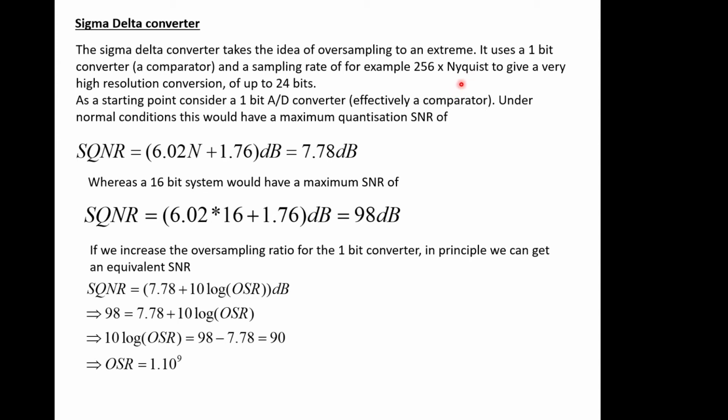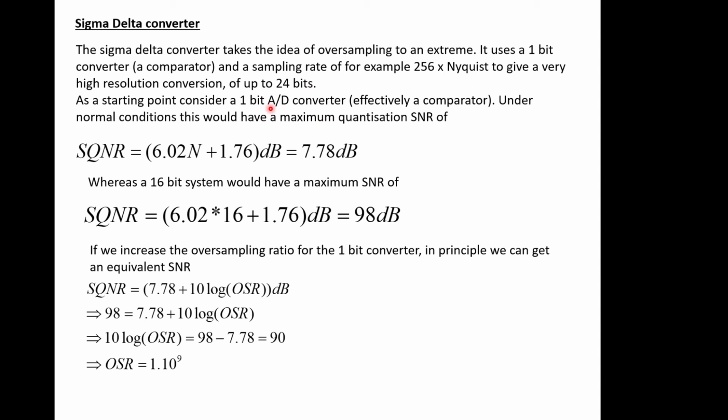And by combining these 2 ideas, it's not obvious how it's combined at the moment, but if we combine those 2, we can get a very high resolution conversion of up to 24 bits, which is crazy high resolution. And in practice, no one ever uses that resolution, because the analog circuitry and the filters and everything that has to go with it just can't match that level of performance. But as a marketing exercise, to say that you've got the highest resolution converter, it's a good thing to be able to do.